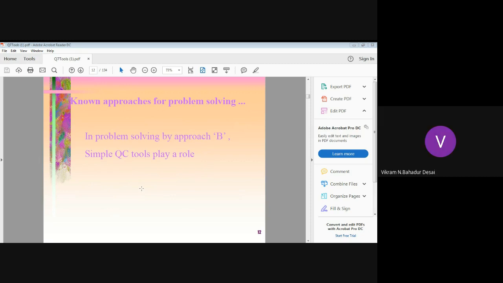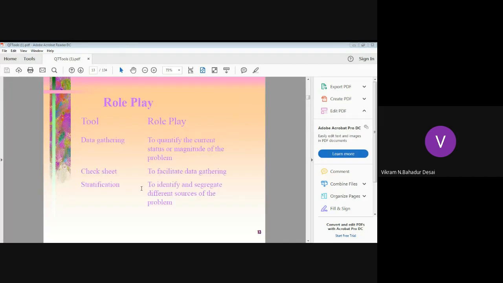So in problem solving, by approach B, simple QC tools play a role. Here, solving systematically and methodologically, we use these quality tools. What are the tools? Data gathering to quantify the current status or magnitude of the problem. It's called descriptive analysis. You collect data about the process or the product, its measurements. That is data gathering. Then a check sheet to facilitate it. We are going to see an example of each.